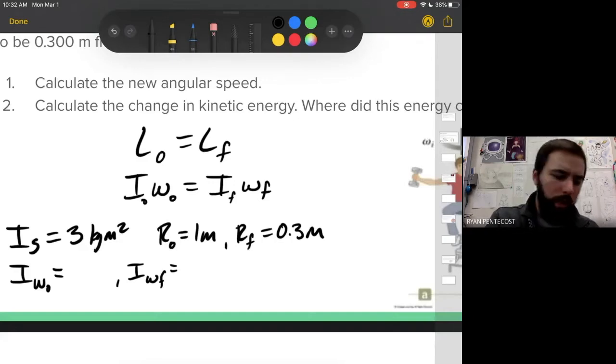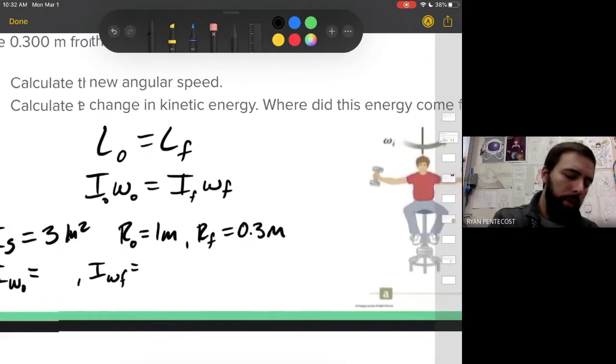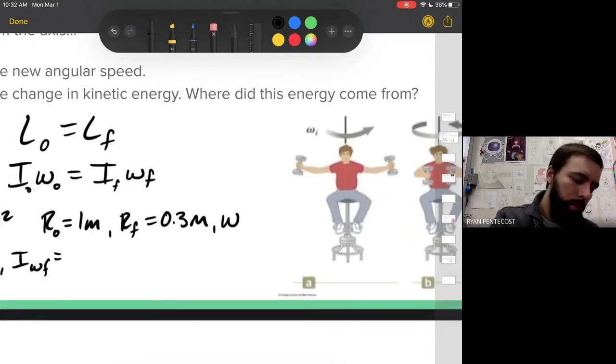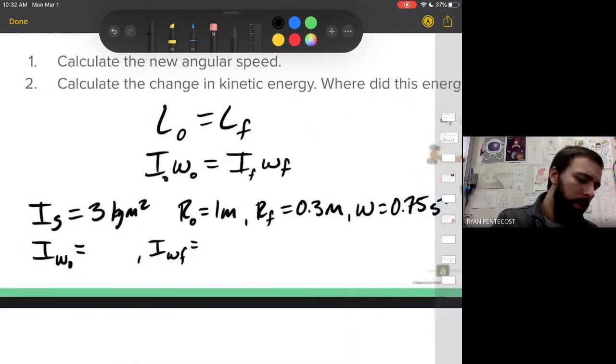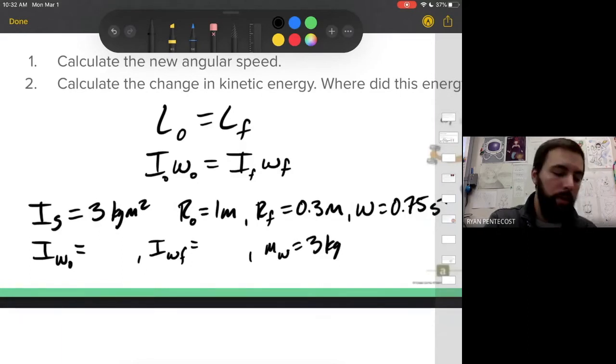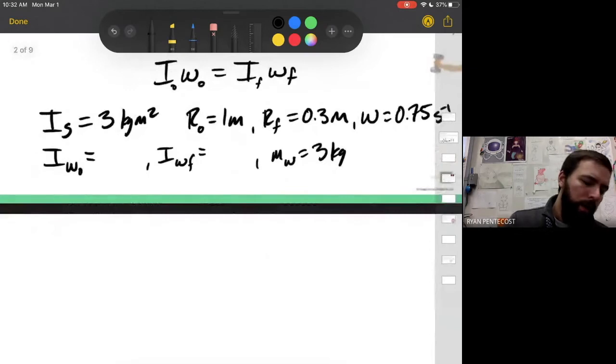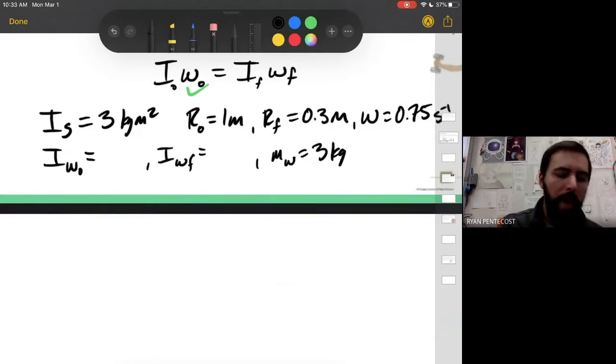And we know that they are initially rotating at a rate of 0.75 radians per second. And we know that we need the mass of the weights. Mass of the weights is 3 kilograms, that's per weight. I believe that's all we need. Now, we have initial moment of inertia. That's done. We do not have anything else.